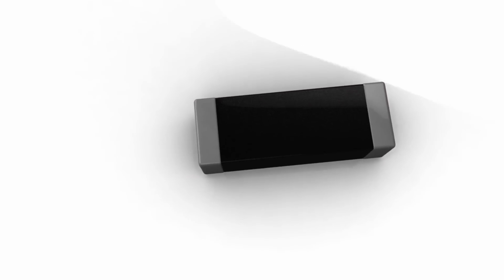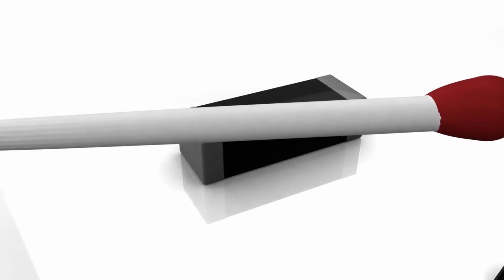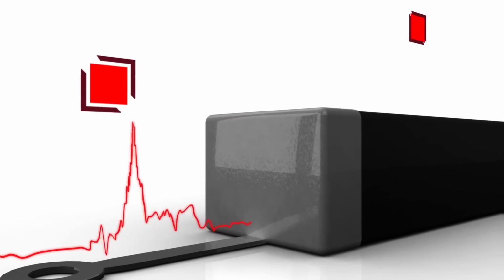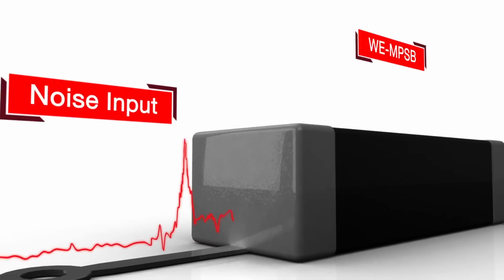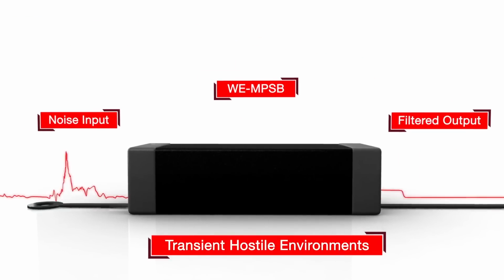The WE-MPSB series is the world's first ferrite bead that specifies how it performs under high current transients. This product series is engineered to filter noise in high-efficiency DC-DC applications in transient hostile environments.